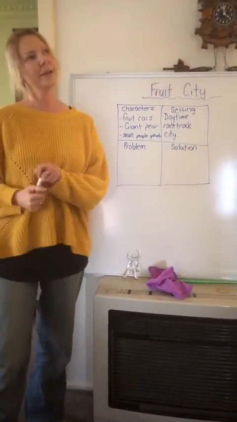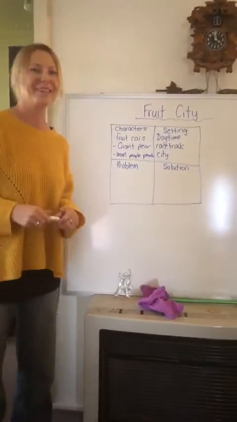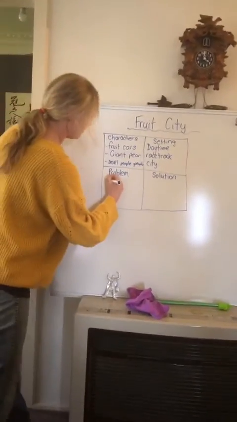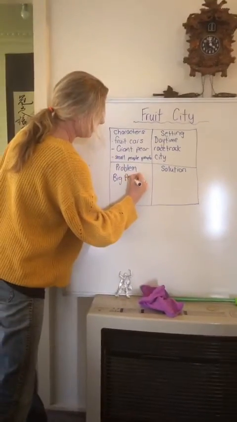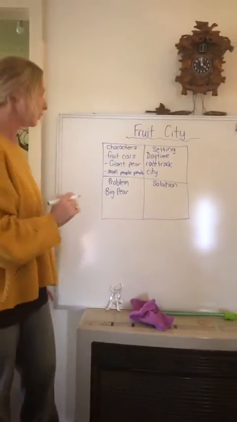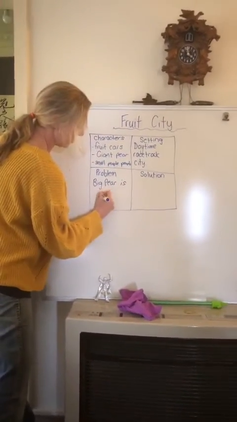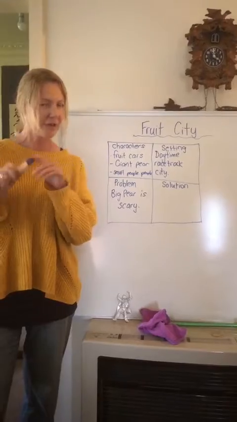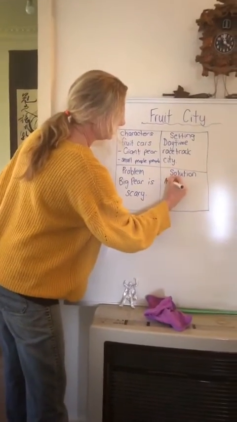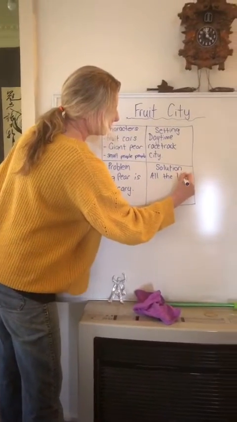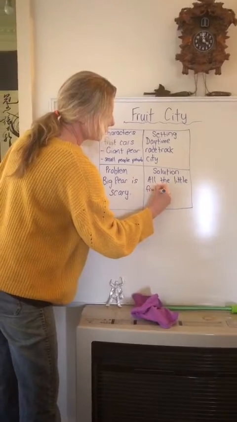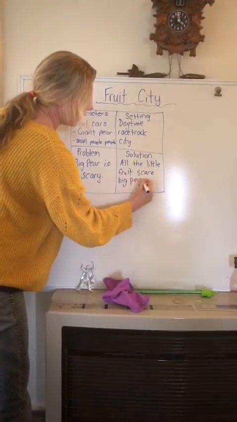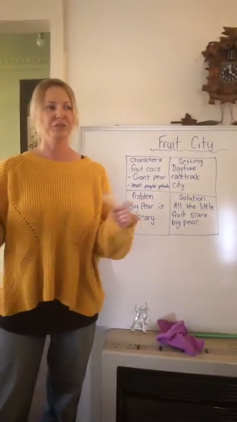All right, the problem is going to be in my story. So you need to really brainstorm this and have a little bit of a think about it. So the problem in my story is that Big Pear, because he's not a very nice guy, he chases all the little fruit. So Big Pear is scary, is going to be my problem. And the solution, how can I solve the problem of nasty, scary Big Pear? All the little fruit scare Big Pear. And he goes away and then they get to be safe. So that's my solution to my problem.